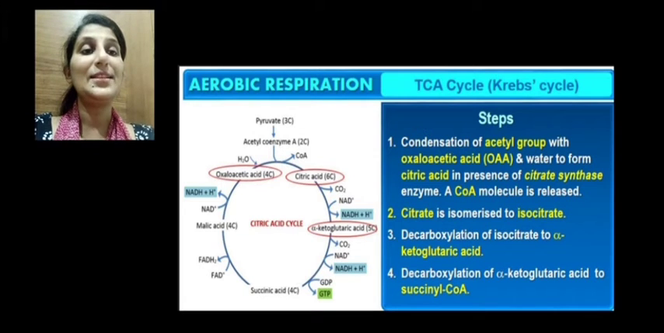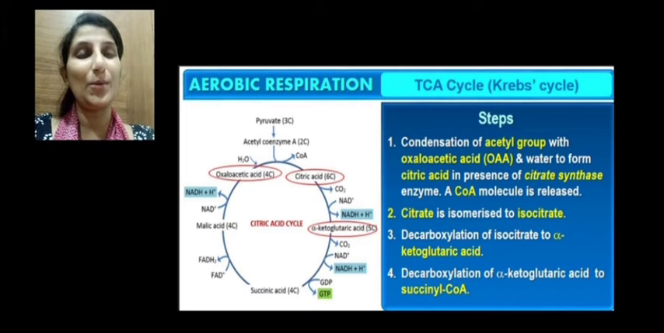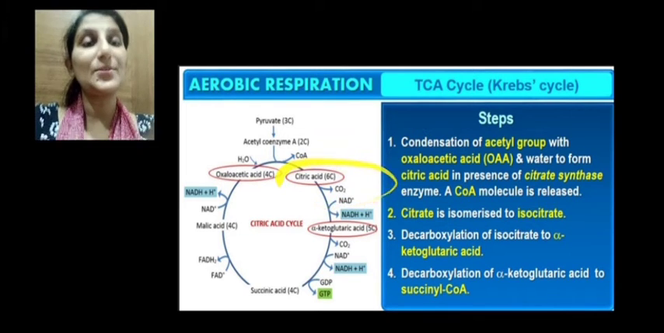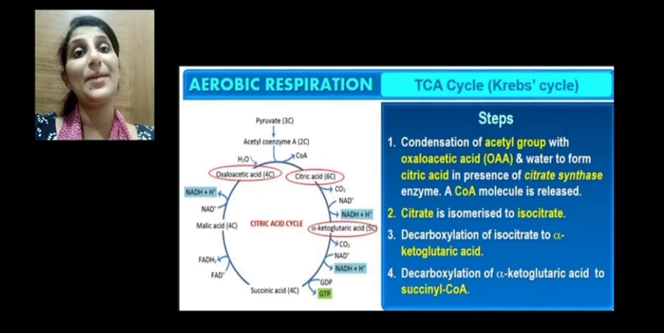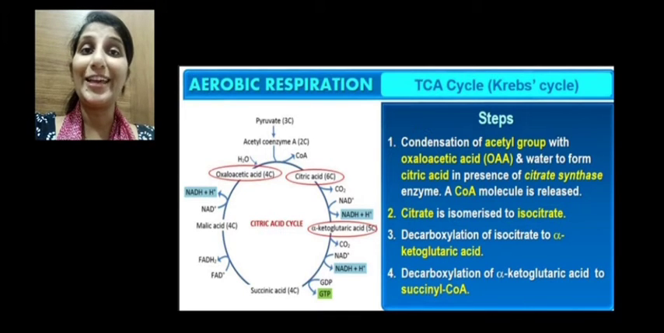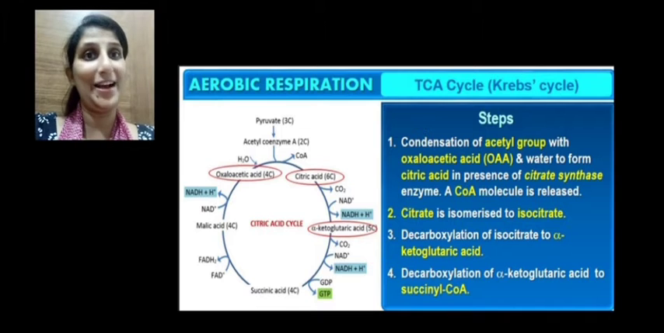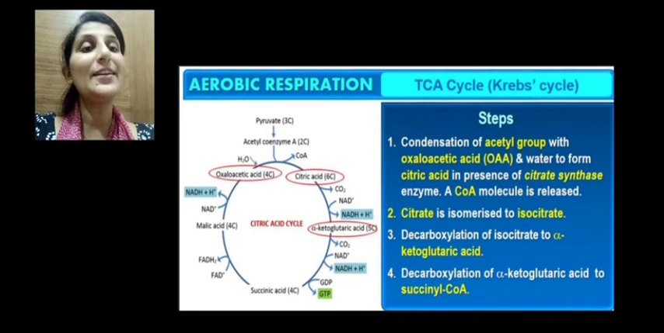Now let me once again get you a point. How many carbon atoms are there in citric acid? 6 carbon atoms. And decarboxylation has taken place, that means 1 carbon has been removed. So what will be the number of carbon atoms in alpha ketoglutaric acid? It is 5 carbon atoms. So this 5 carbon alpha ketoglutaric acid undergoes the next step of decarboxylation.